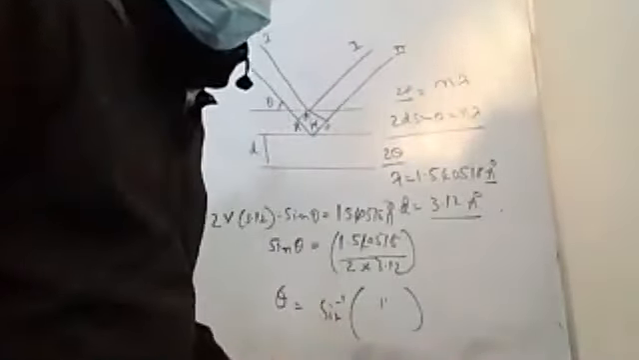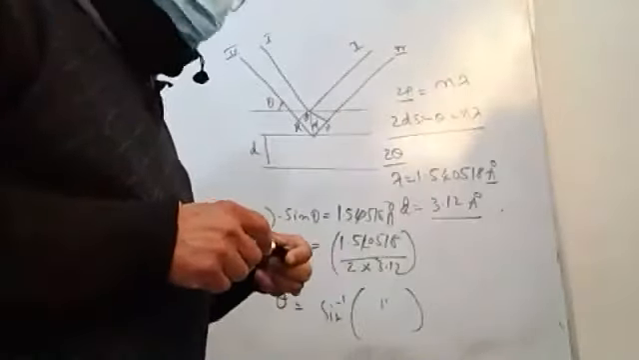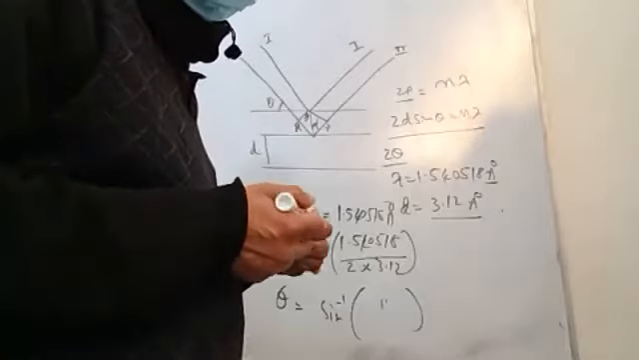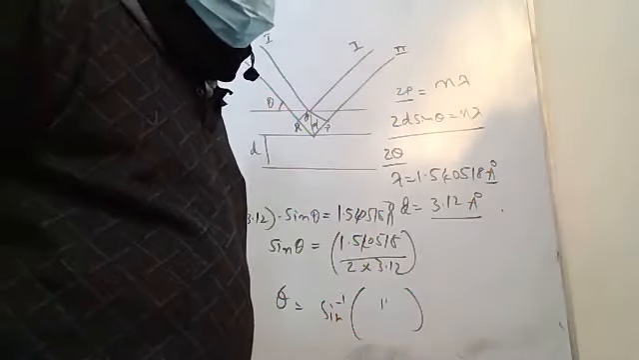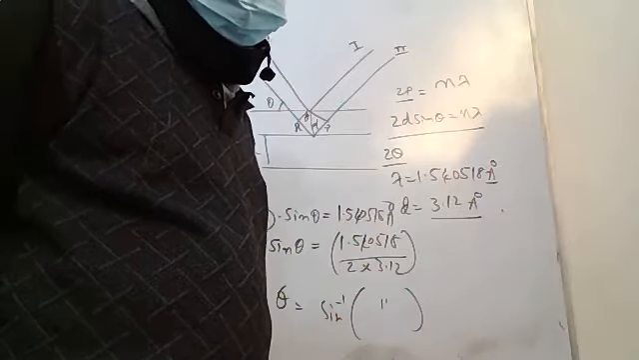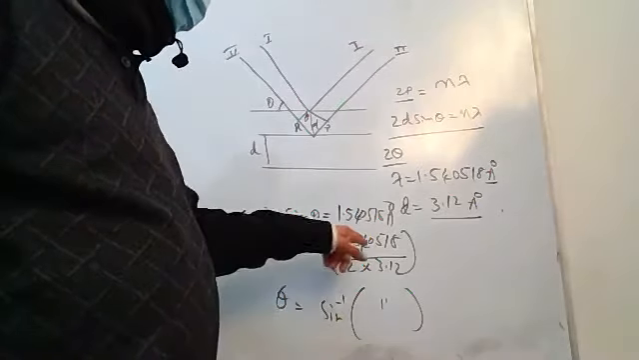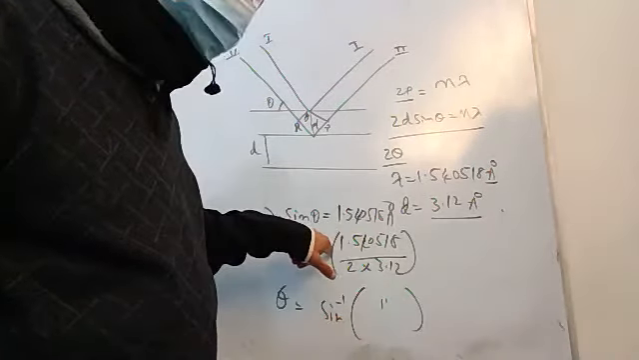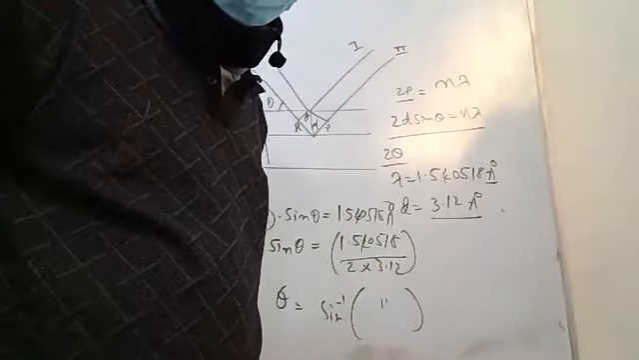Can you all see this board, right? So what is the theta value here? I want you to practice doing this. Take 1.540518 divided by 2 times 3.12, and get that number, take the sine inverse of it and tell me what that is. Anyone?